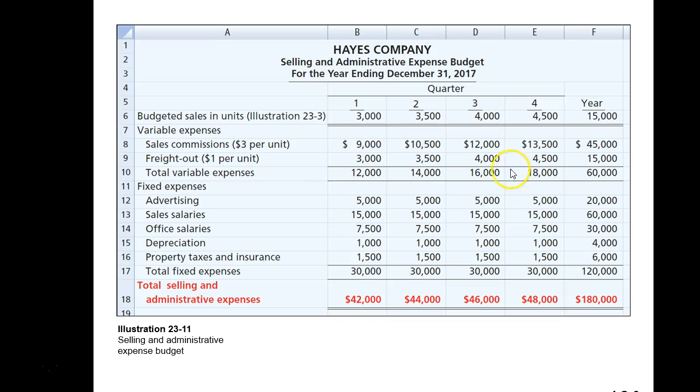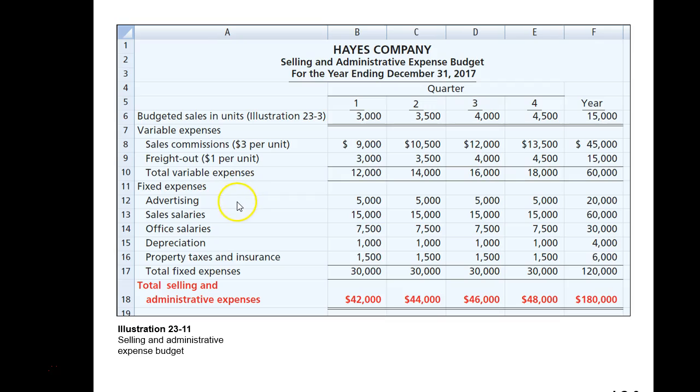So here we go. First, these are the budgeted sales numbers. Once again, coming from your sales budget. Our variable cost, sales commission, is $3 per unit. Freight out cost, which is shipping cost, is going to be $1 per unit. So again, these variable expenses you see here are based upon the expected sales in units during each quarter of the fiscal year.